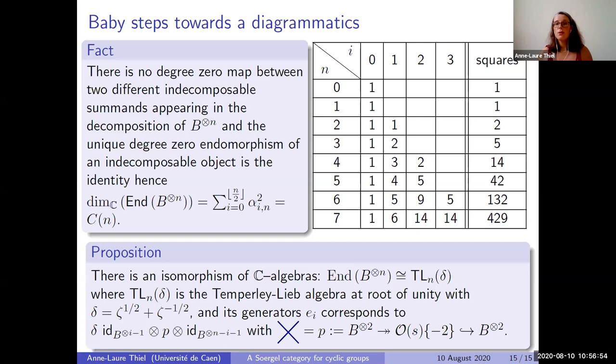And the usual cup-cap generators of the Temperley-Lieb algebra correspond to delta times the identity of B to the i minus 1, tensor P, tensor the identity of B to the n minus i minus 1, where P, that I diagrammatically drew as a crossing like that, is just the projection and injection of B square to this twisted bimodule summand O of S, shifted by minus 2. So I had no space to add thank you on this slide, but I will stop here and I thank you very much for attending.